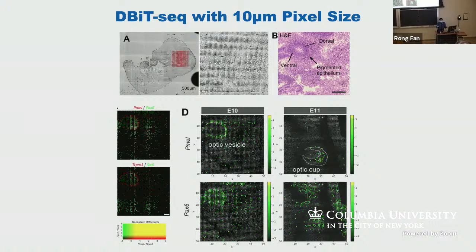So I think developmental biologists already know, at this stage, the epithelial melanocytes are just one layer of cells. And so what we really demonstrate here is that the 10 micron pixel size DBiT-seq can resolve just a single layer of the cells directly in the tissue.